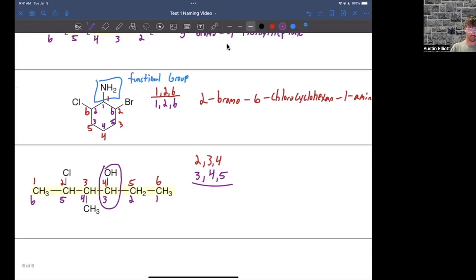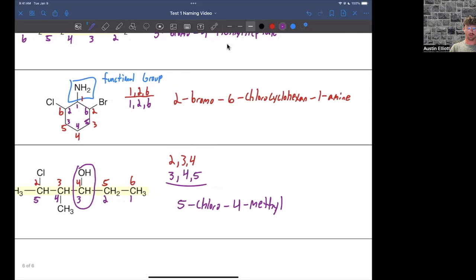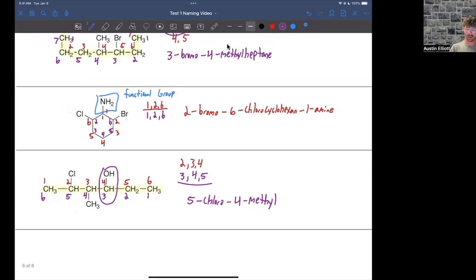To start off, we're going to have our chloro, just based on alphabetical order. So our 5 chloro, 4 methyl, and then we have a 6-carbon chain right here. So we're going to go hex, ane, drop the E, hexane. And in this case, the number is very important to note where the alcohol is. Since it's not on the 1 carbon, you have to include it 100% of the time. We're going to have hexane 3-ol.